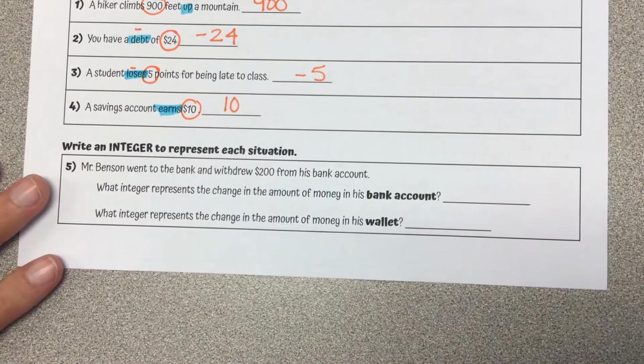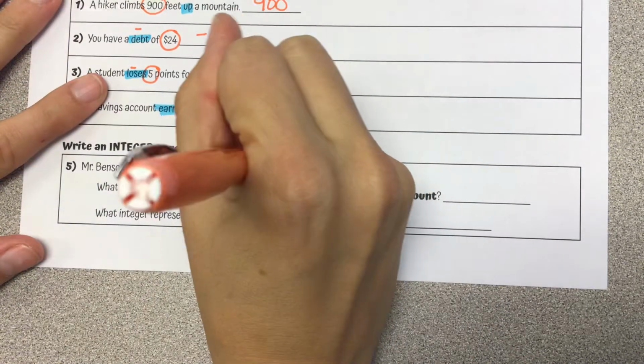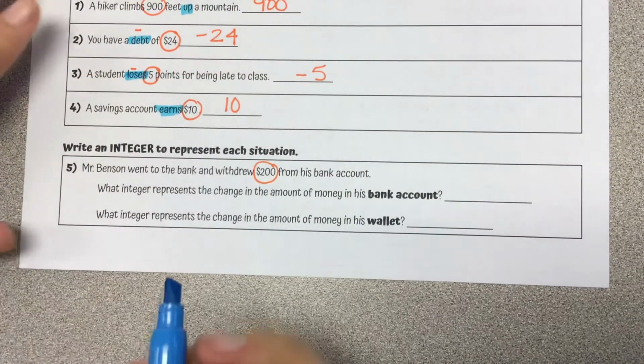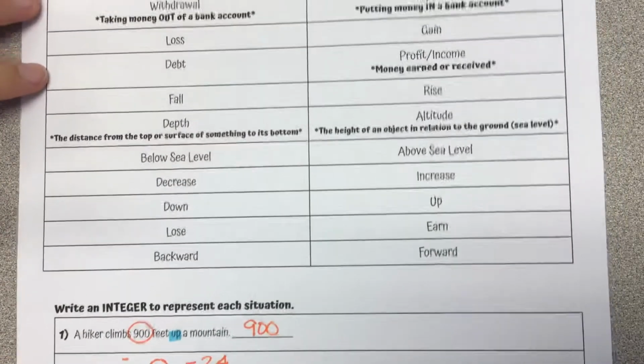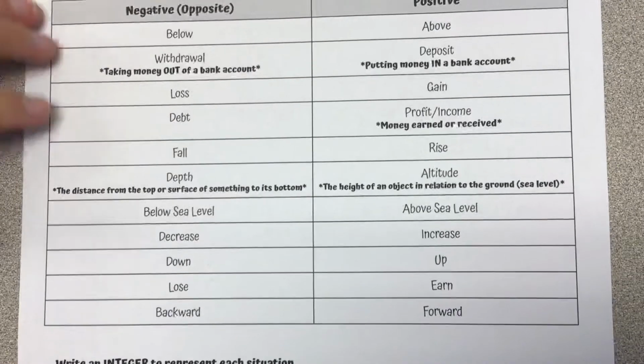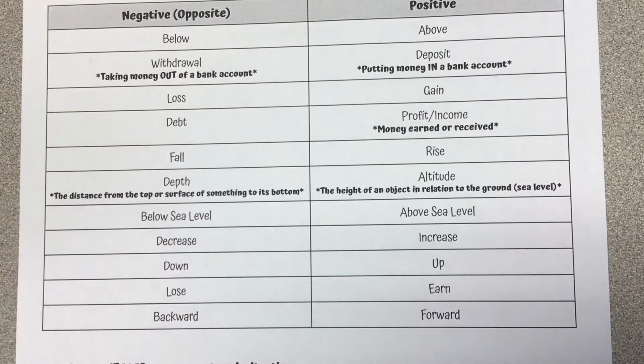Then let's look at the special case scenario here. Write an integer to represent each situation. So Mr. Benson went to the bank and withdrew $200 from his bank account. The key word that I see here is withdrew. And we're going to see this over here. Withdrawal and withdrew, that's the same thing. You're taking money out of a bank account. So generally speaking, on its own, we would say that withdraw means a negative value.